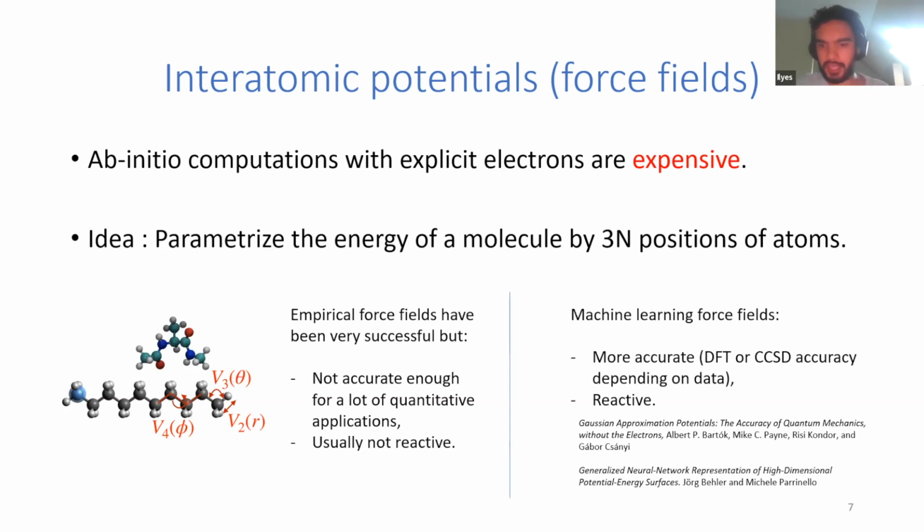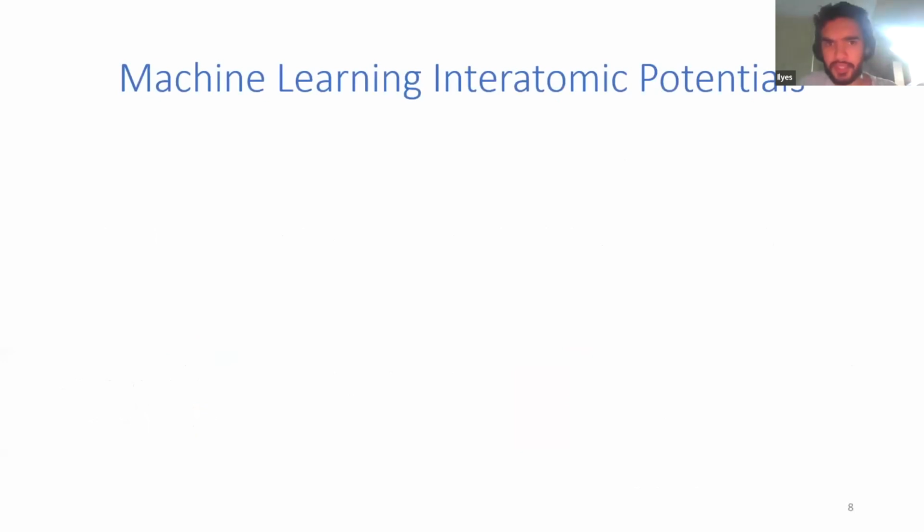And about 10 years ago, machine learning force fields emerged as a way to achieve more accuracy, usually close to or even at the accuracy of ab initio computation, and they are also reactive. So you can do real chemistry with them. And it's a very simple idea.